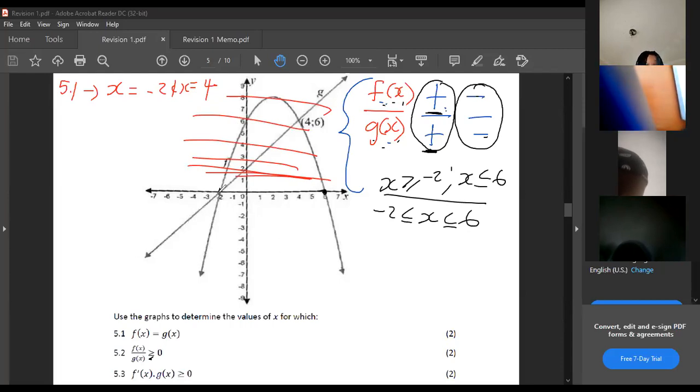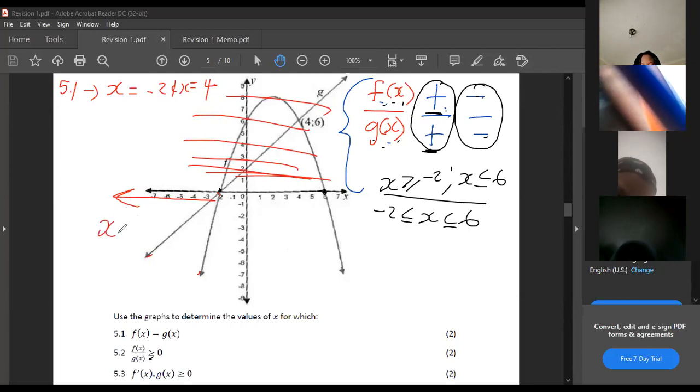Do you notice that from here to negative infinity, g is below, and from here to negative infinity, also f is below. That means this part from here going that side, both graphs are below the x-axis. They are negative. That means what we say in terms of x? We say x is less than or equal to -2. Both graphs are below the x-axis.